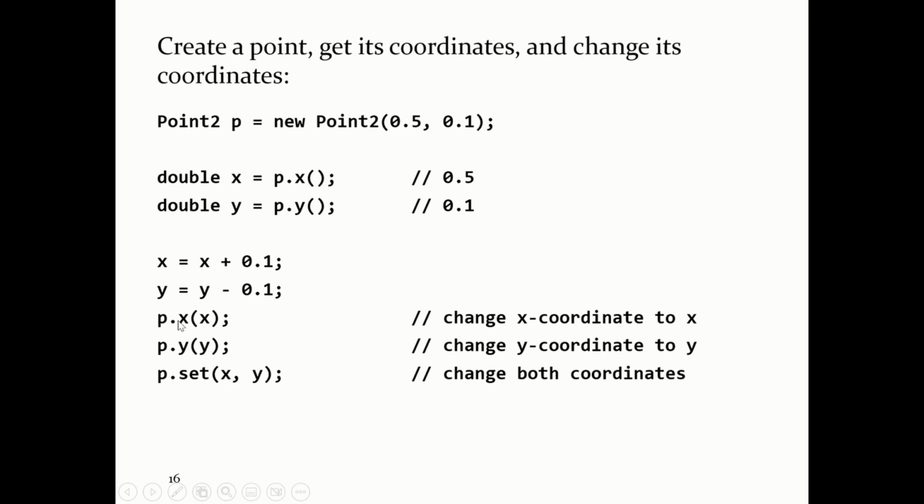So if you pass px and py a double value, they will change the coordinates of the point. If you want to change both coordinates of the point, you just call set, and set will change both coordinates of the point at once.